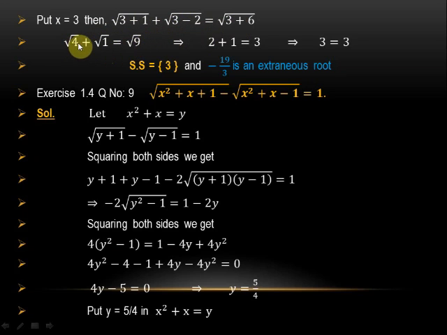Square root of 4 is 2 plus square root of 1 is 1 is equals to square root of 9 is 3. Now on adding 2 plus 1 we will get both sides are equal, 3 equals 3. It means 3 is the solution set and minus 19 by 3 is an extraneous root.